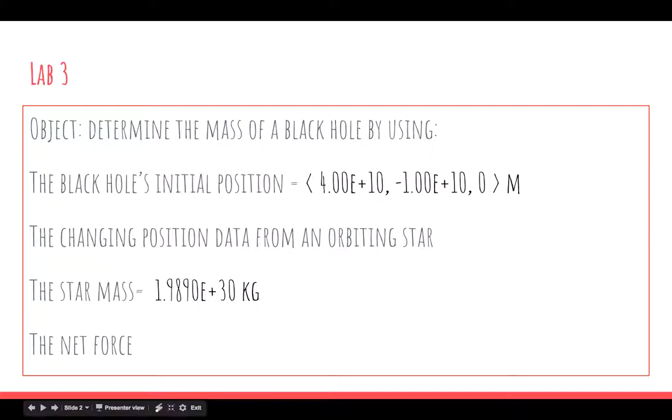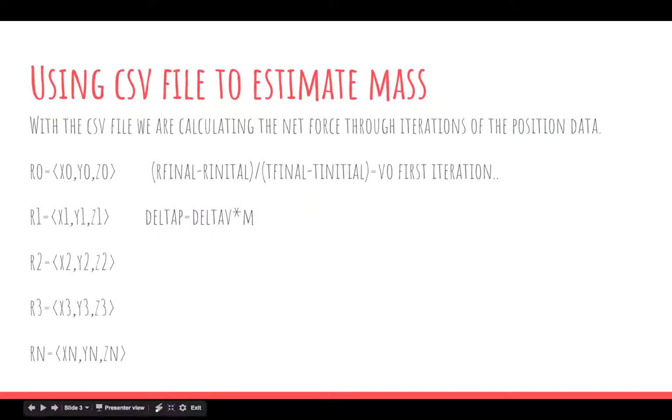The object of this lab was to determine the mass of the black hole by using the black hole's initial position, which is 4e10, -1e10, and 0 meters, the changing position data from an orbiting star that comes from a CSV file given to us, the star's mass, which is 1.98e30 kilograms, and the net force that we're going to calculate later on.